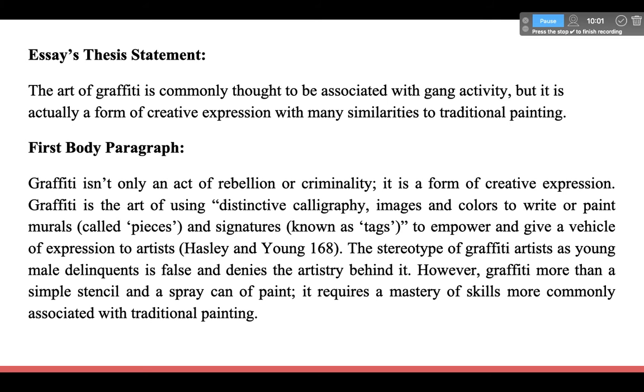So here I have an example paragraph. First I have the thesis statement for you, and then a short body paragraph that corresponds to this thesis statement. The thesis statement says, the art of graffiti is commonly thought to be associated with gang activity, but it is actually a form of creative expression with many similarities to traditional painting.